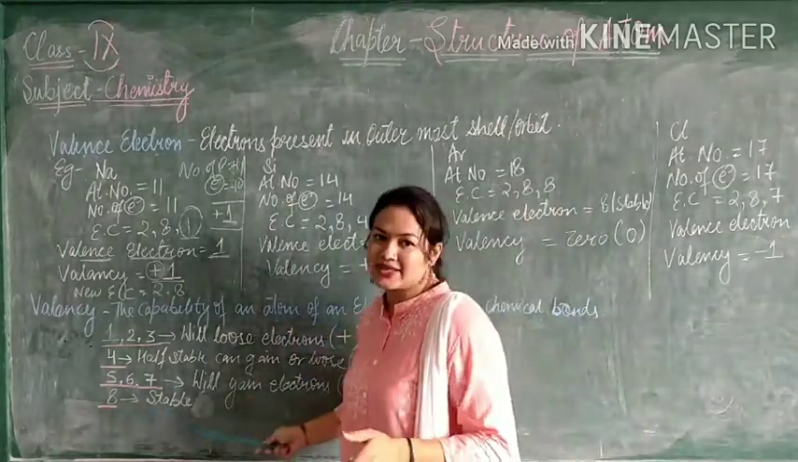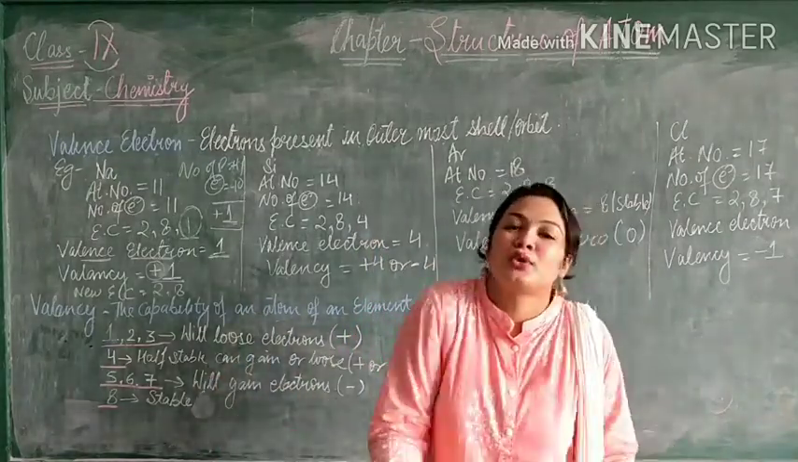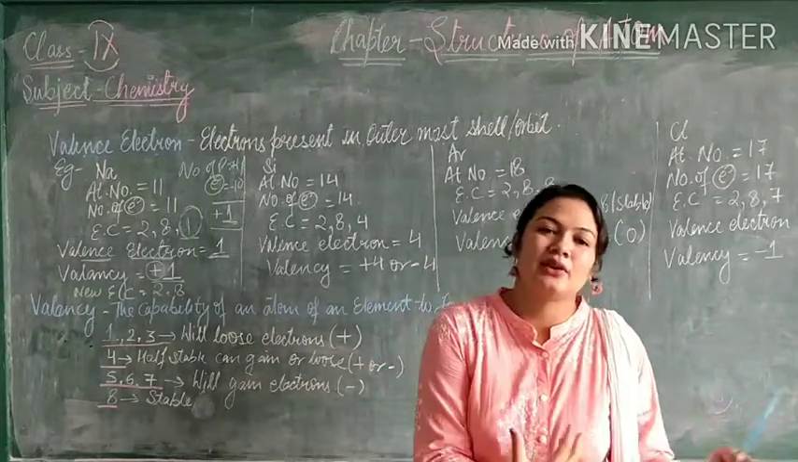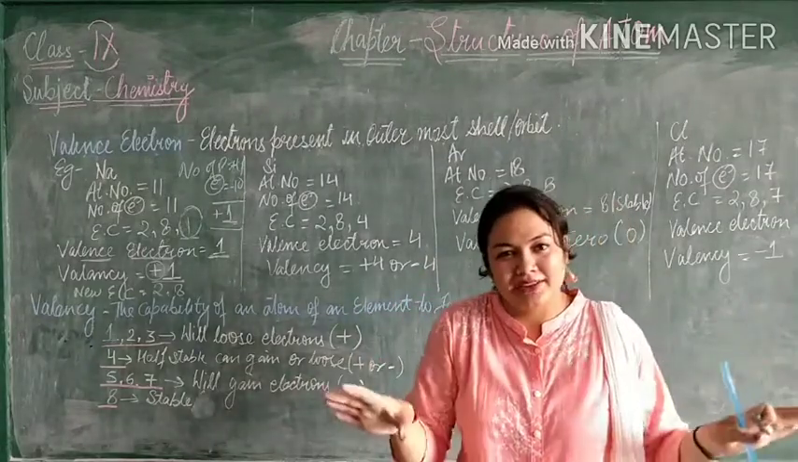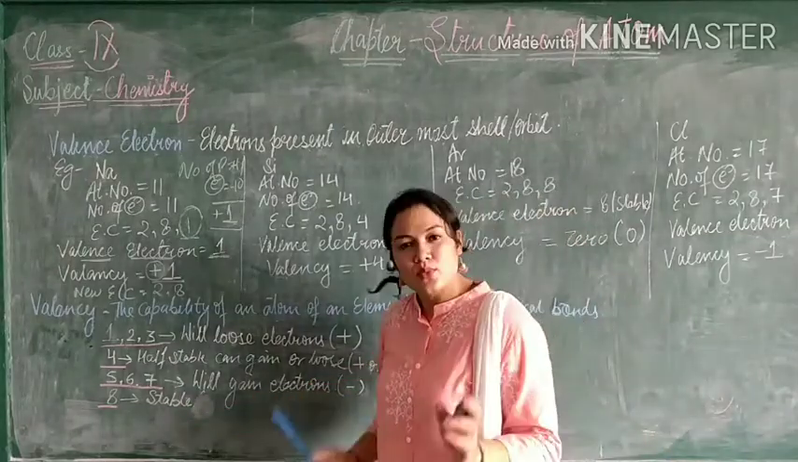In the case of 8, it is stable in every way, so it doesn't want to gain or lose, इस पचड़े में पड़ना ही नहीं है. Okay, it is stable and doesn't want to do anything, so it is very simple.